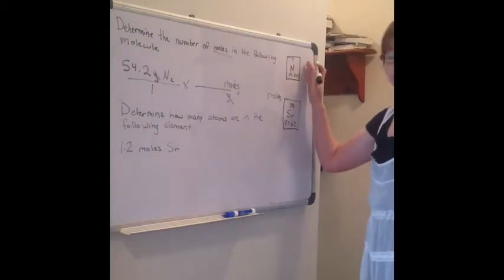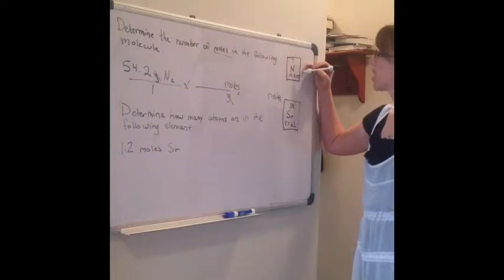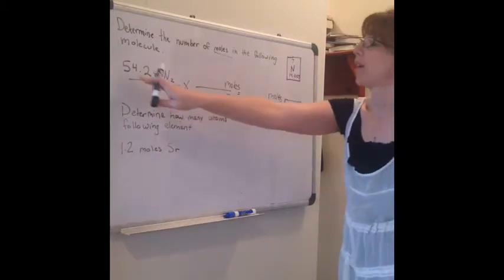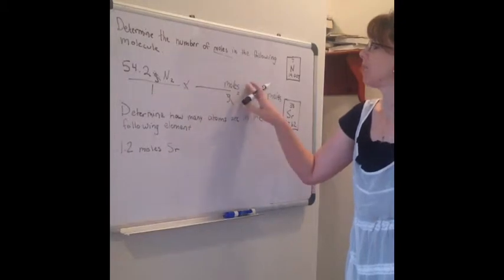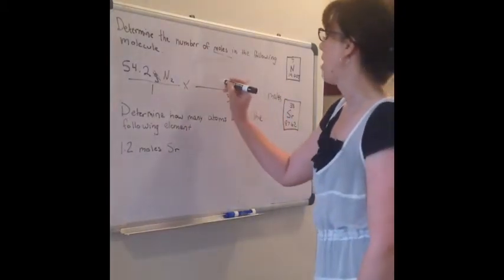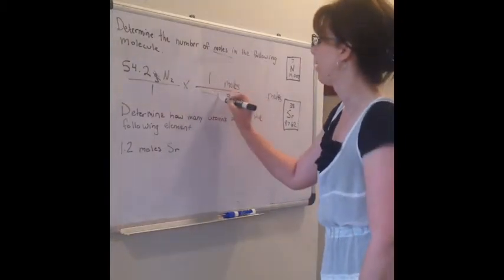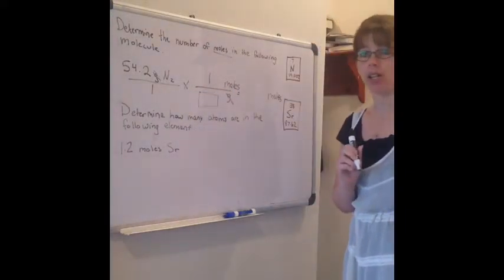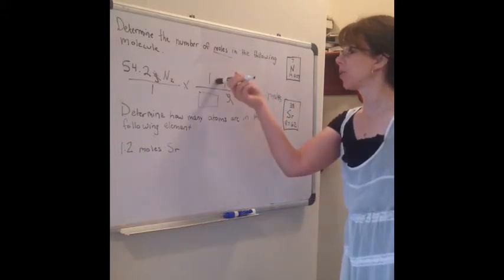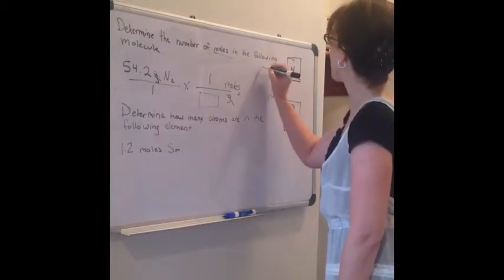I have a little cheat over here from our periodic table. Nitrogen has an atomic mass of 14.007 and its atomic number is 7. Going back to our problem, 54.2 grams of N2, we're going to get out of grams and into moles. Now we know that there is 1 mole in X number of grams. So let's come over here to our periodic table and figure out how many grams there are per mole.